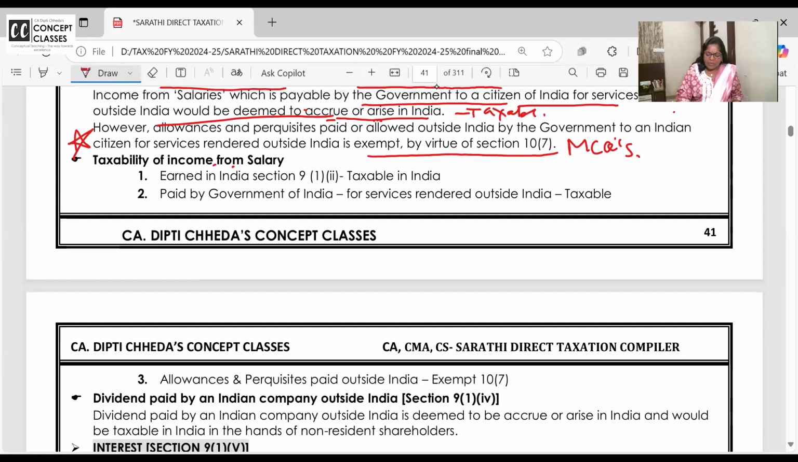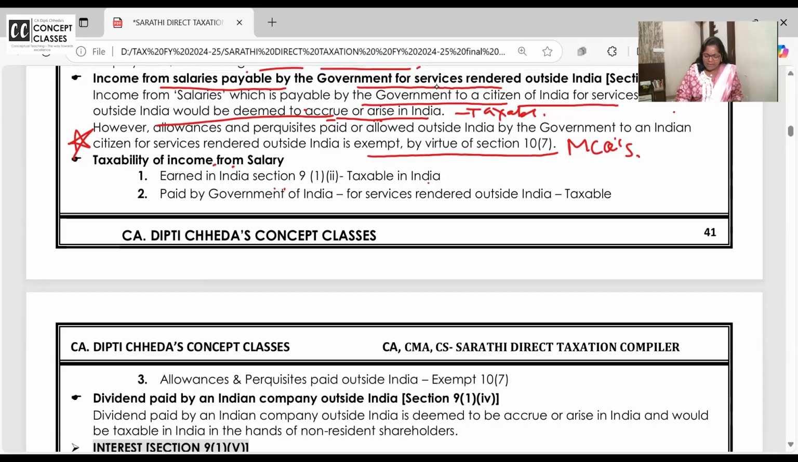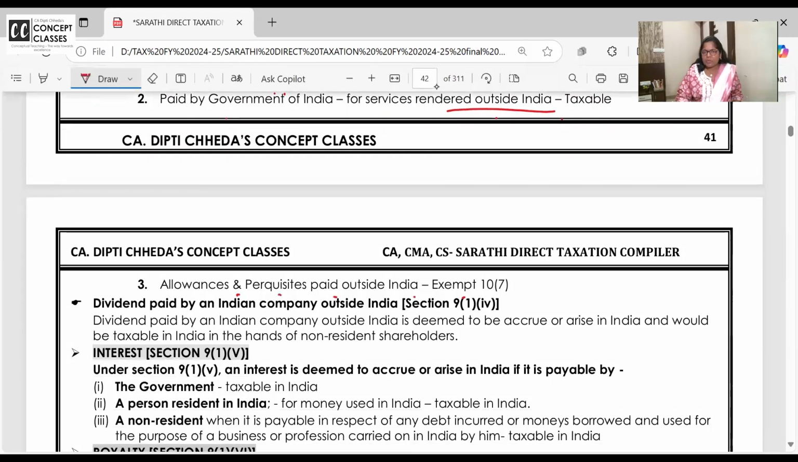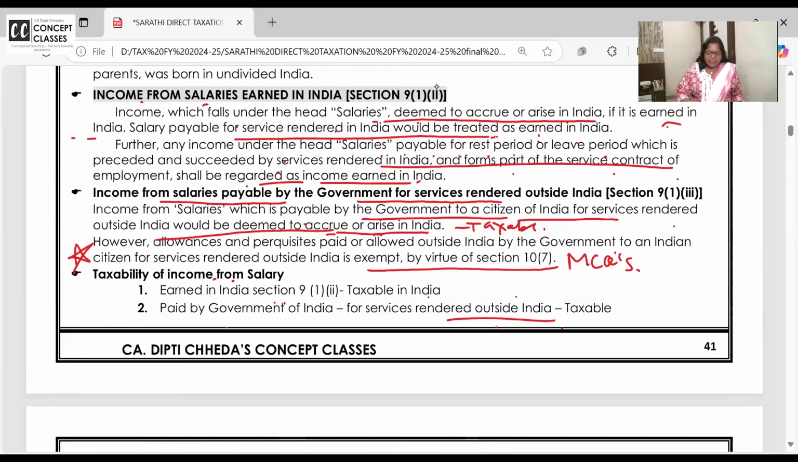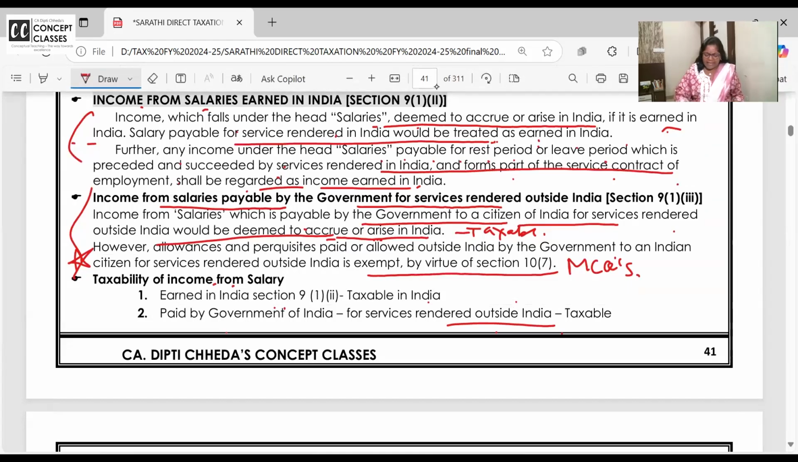Third, taxability of income from salary. Earned in India, taxable. Paid by government of India, even outside India, it's taxable. Allowances and perquisites are exempt. I have written the gist of that in this.